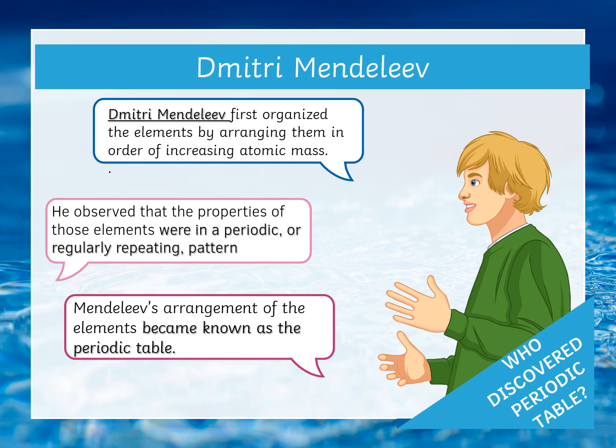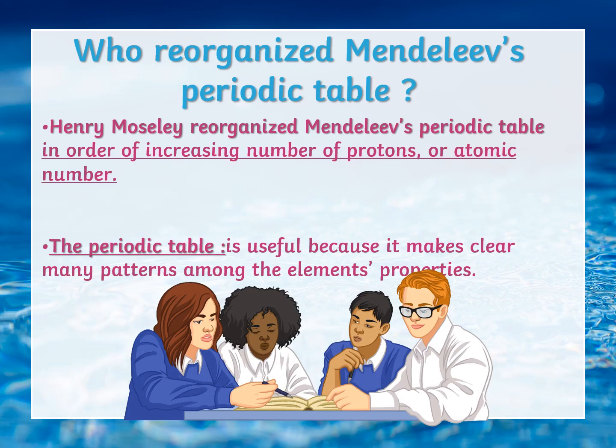So who discovered the periodic table? Mendeleev. He made the periodic table when he noticed that the properties of the elements regularly repeat in a pattern. After that, who reorganized Mendeleev's periodic table? Henry Moseley. In what order? In order of increasing number of protons, the atomic number.